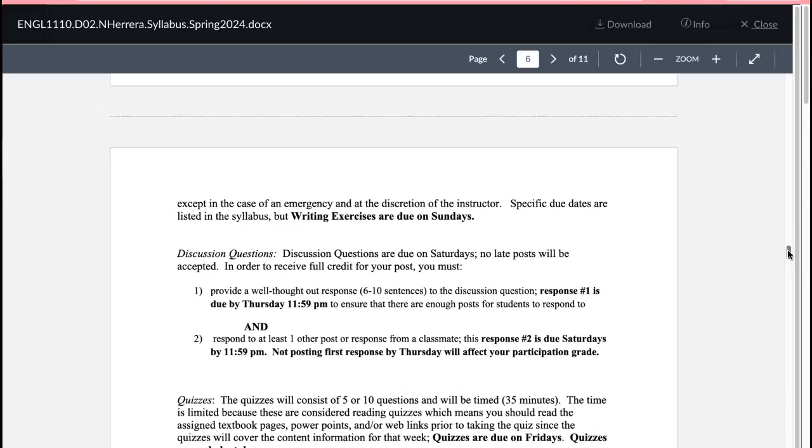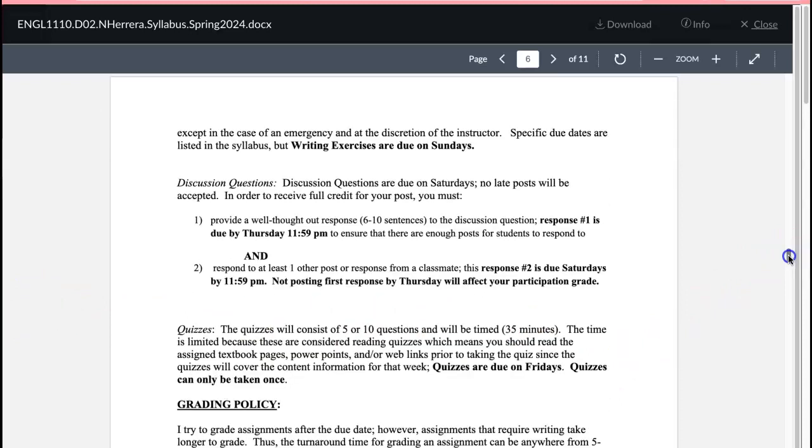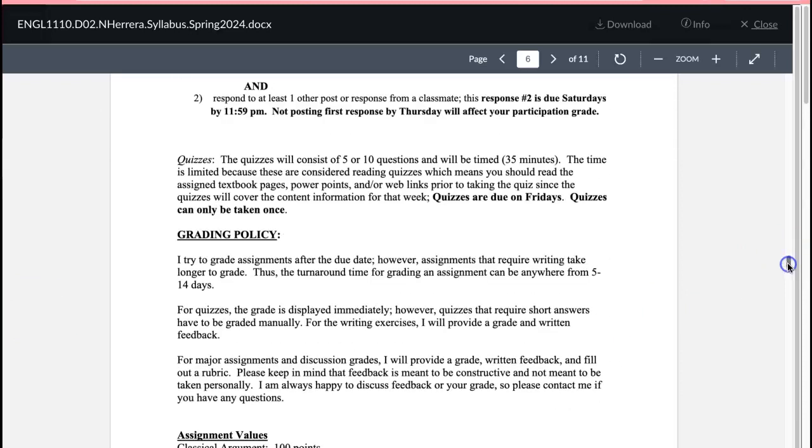But the point is that we don't have to wait until the last minute to complete our discussion posts if we're trying to finish it early. So this way, there's options for people. They can wait till Saturday, or if there are people who are trying to finish their discussion post early, they can do so because the first response is due by Thursday. I hope that makes sense. If not, please let me know and I will be happy to explain it to you.